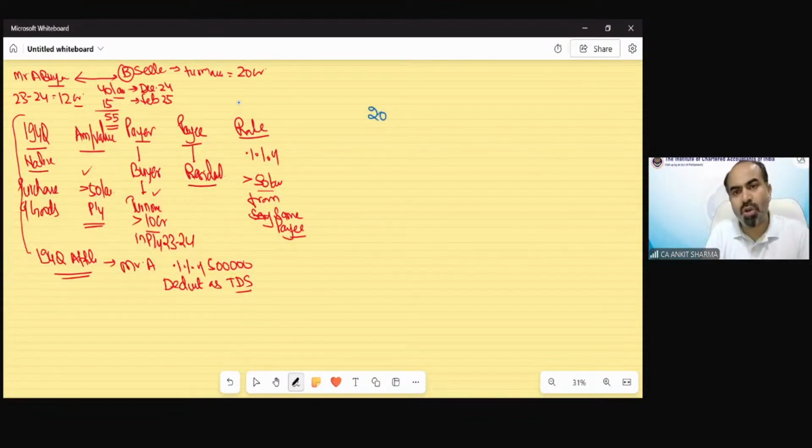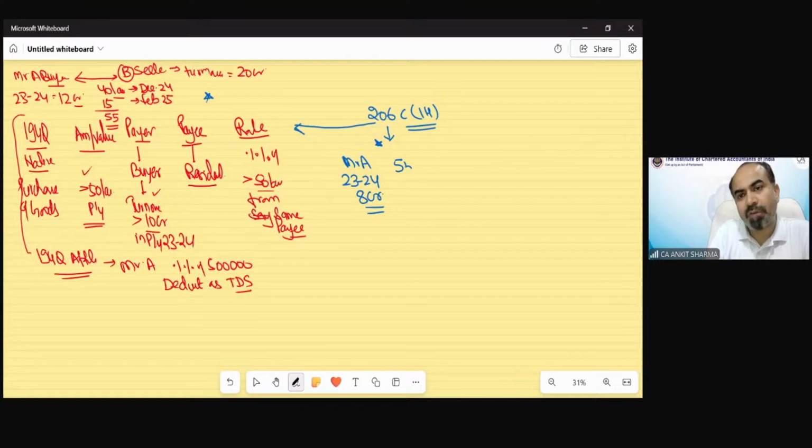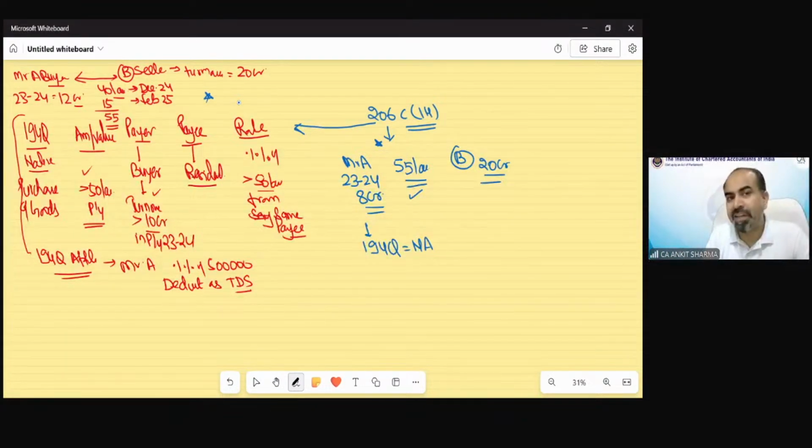Because of section 206C(1H). Now 206C(1H) says the same condition is applicable. Suppose in the same example we have discussed, Mr. A's turnover for 23-24 is 8 crore and the transaction is for 55 lakh. Same. And Mr. B's turnover is 20 crore. Now 194Q cannot be applicable because the turnover of the buyer is less than 10 crore. For the purpose of applicability of 194Q, the turnover of the buyer should exceed at least 10 crore.